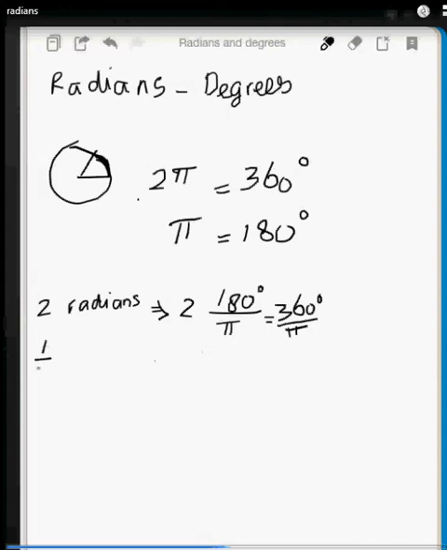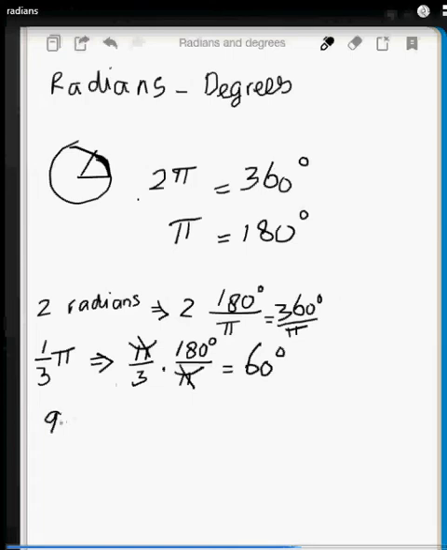Usually we use nicer measurements, so how about 1/3 pi? Well, 1/3 pi radians would be converted the same way. Let's stick pi on the top, so pi over 3 times, and to convert to degrees we'll have to cancel the pi, so pi goes in the bottom and 180 goes in the top. That allows me to cancel those pi's, and you get 180 divided by 3, that is 60 degrees. So 1/3 pi is exactly 60 degrees.